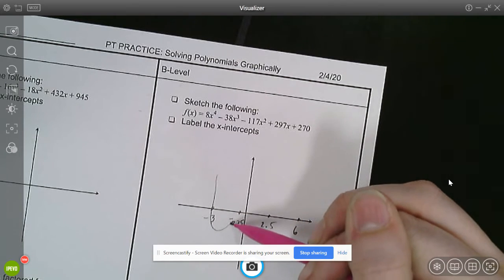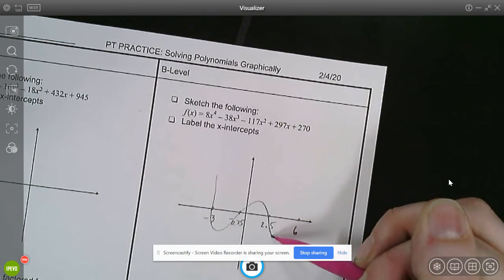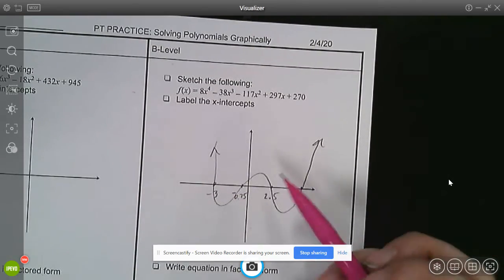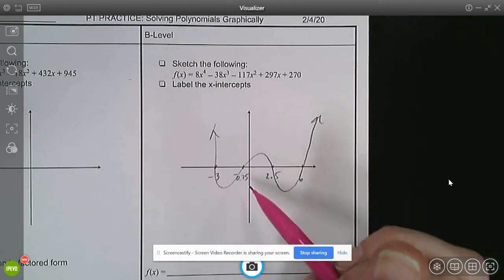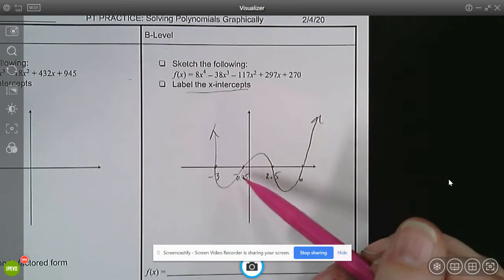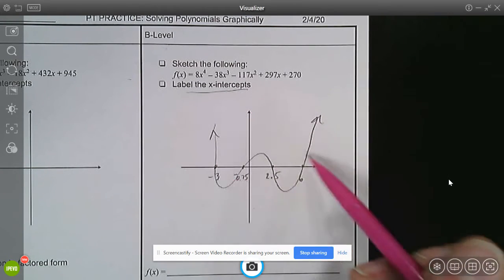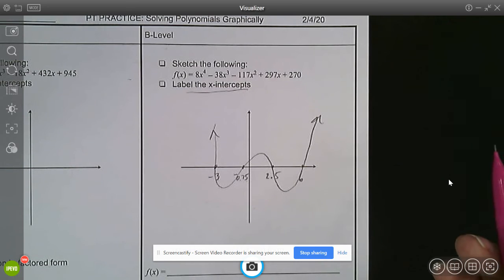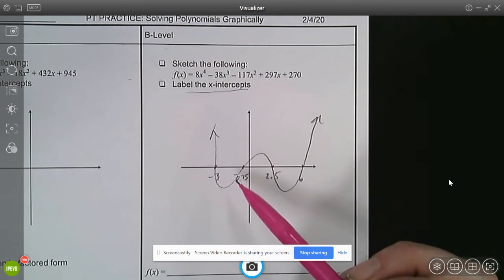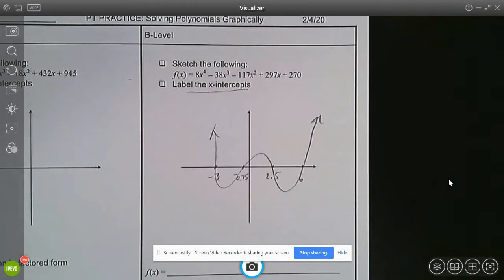I don't have any double roots, so it looks kind of like that. And remember, it's just a sketch, so as long as you've got the x-intercepts labeled, which you have to do here, and you've got kind of the basic shape correct, that's really what we're looking for. Notice also that it's curvy like a roller coaster. It's not pointy. All right, so that's the first thing.